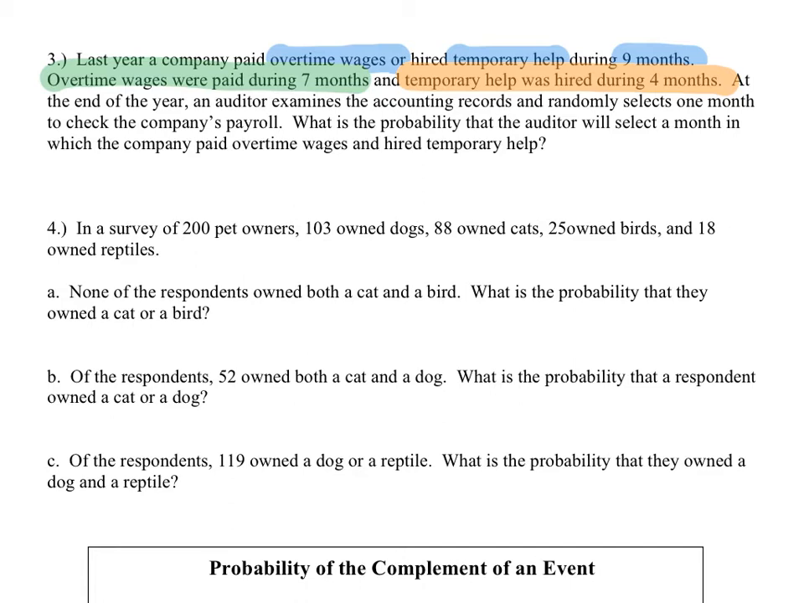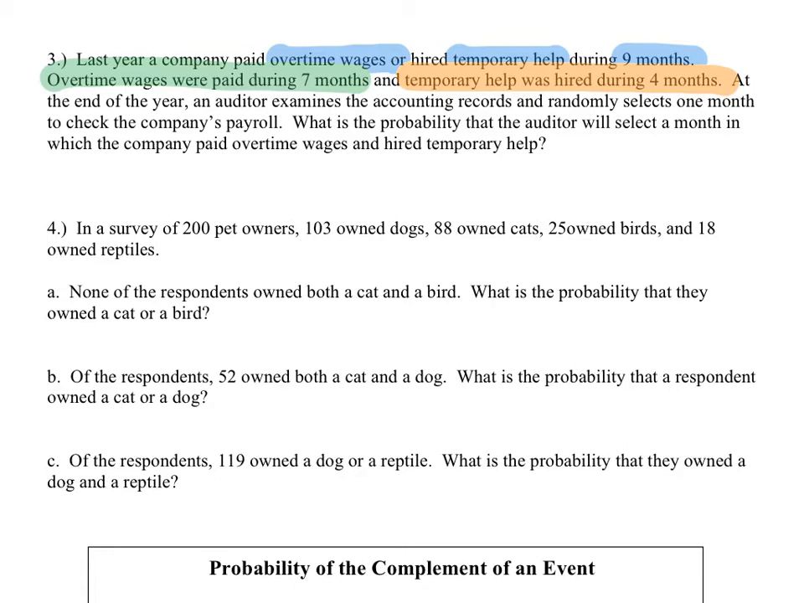What is the probability that that auditor is going to select a month in which the company paid overtime wages and hired temporary help? So we're trying to find the probability of A and B, events A and B, temporary help and overtime pay. Where do they overlap? That's what we're trying to find. So based off of our equation in that box at the beginning of our lesson, I know that the probability of the overtime or temporary help is going to equal the temporary plus the overtime minus where they overlap.